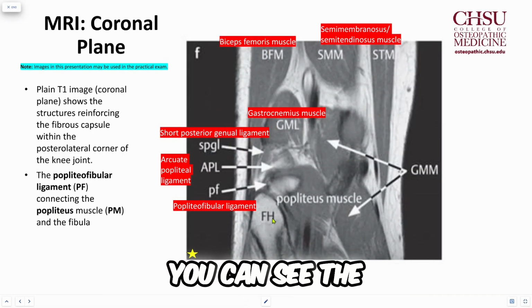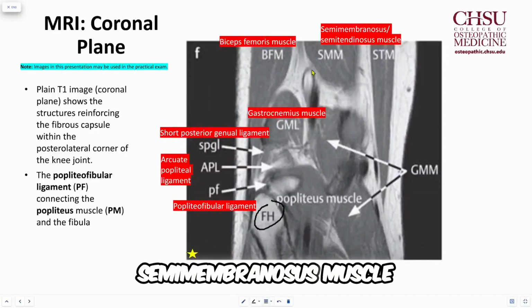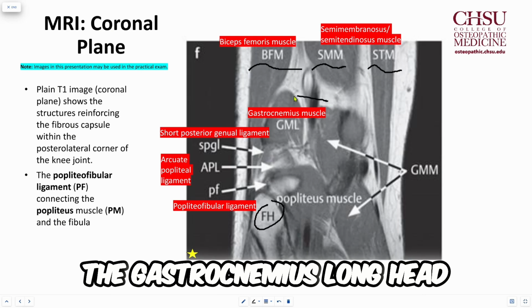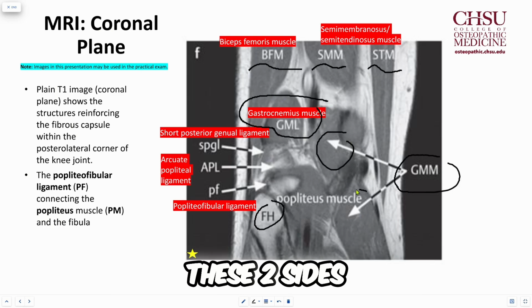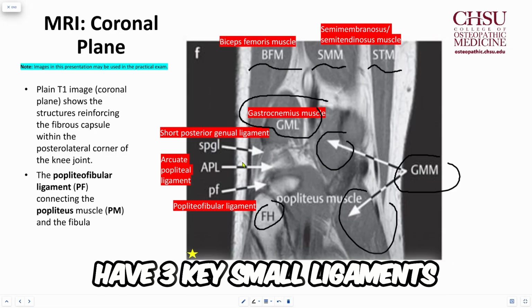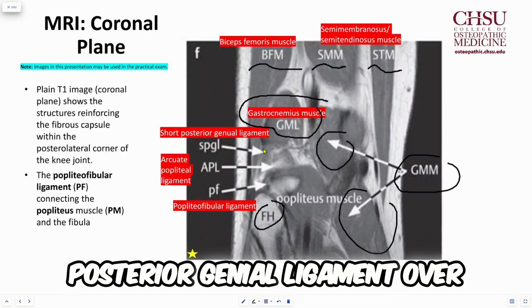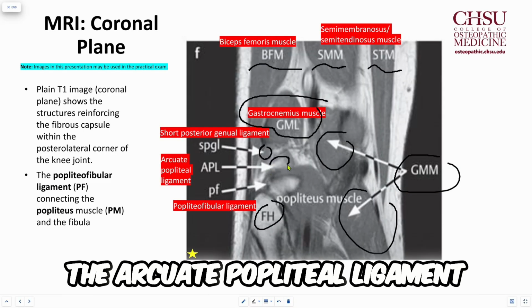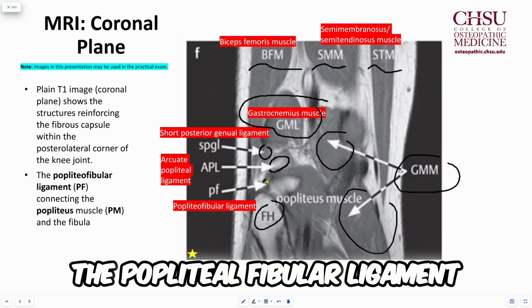A really interesting view. You can see the fibular head on the bottom left. We also have the semimembranosus muscle, semitendinosus muscle, the biceps femoris muscle, the gastrocnemius lateral head over here, gastrocnemius medial head on these two sides. And then we also have three key small ligaments. We have the short posterior genicular ligament over here. We have the APL, the arcuate popliteal ligament over here. And we also have the popliteofibular ligament on the bottom.